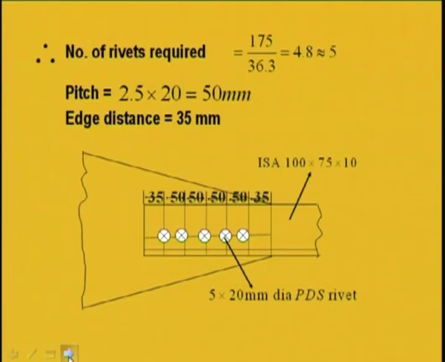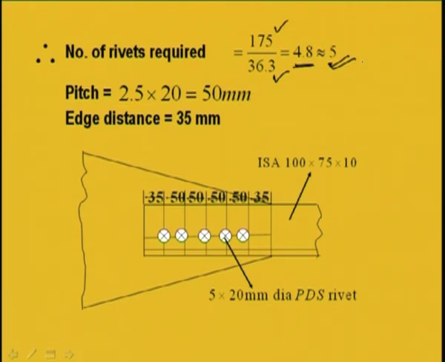Next, what we will do? Now number of rivets required. Number of rivets will be load divided by rivet value. Load is given as 175 kilonewton and rivet value is 36.3 kilonewton. So number of rivets required will be 4.8, that means 5. So 5 rivets can be used for this, right.